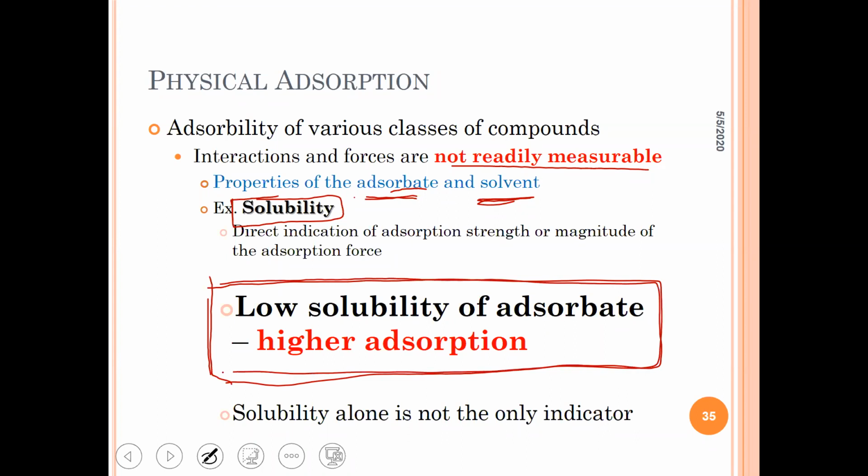The lower the solubility the adsorbate has, the higher the adsorption will be on granular activated carbon. But this is not the only indicator, there are more indicators. This is a major one. You have to see the solubility.